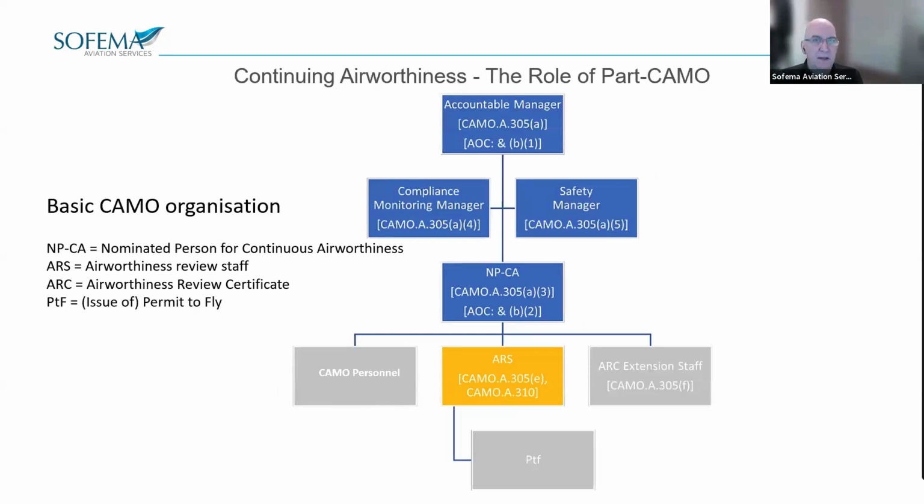This shows a minimal CAMO organisation structure with, in this case, airworthiness review privileges. There's an accountable manager, a separate compliance monitoring manager, a separate safety manager, and a nominated person for continuing airworthiness. So there's basically 4 nominated personnel there, plus, underneath that, you've got staff that are qualified to do airworthiness review and ARC reviews, and the general CAMO personnel. So that's a basic organisation.